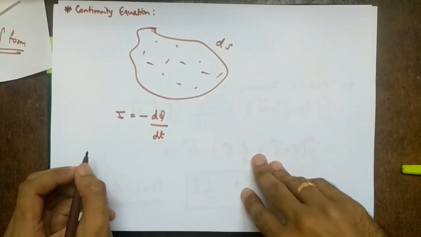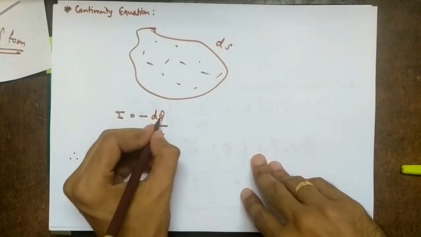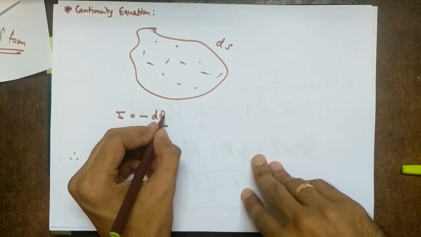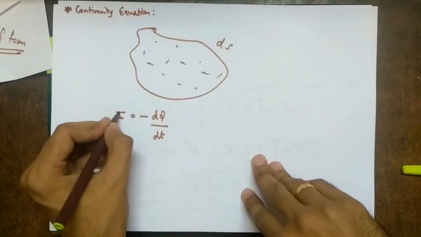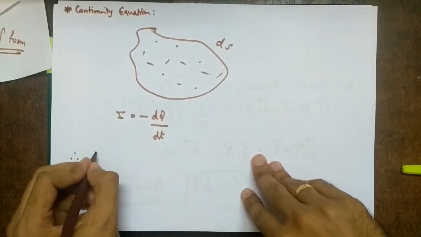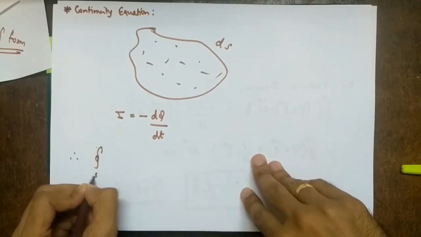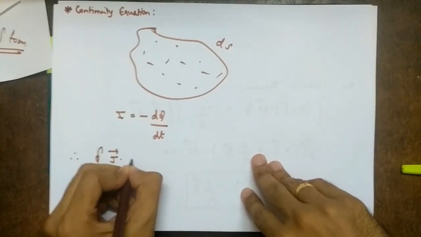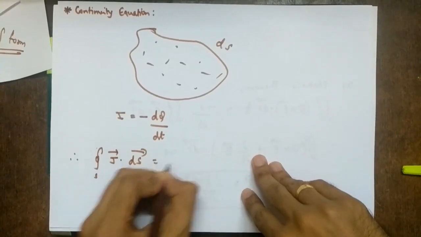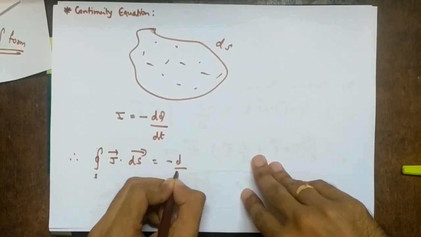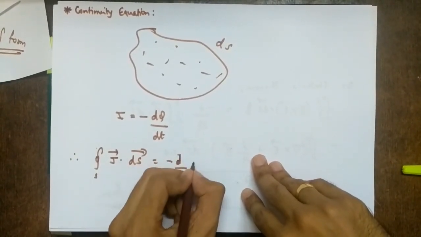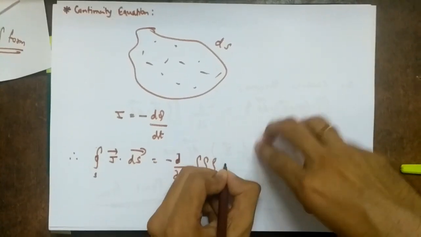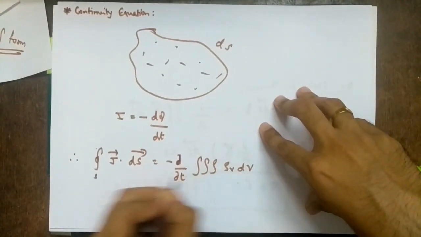So next, what do we see? I can write q in terms of what? Volume integral, right? So I'll require I, and what is I? I we saw a while ago, it is closed surface integral of j vector dot ds vector. So minus d by dt. So we saw it becomes dv by t, volume integral of rho v dv.